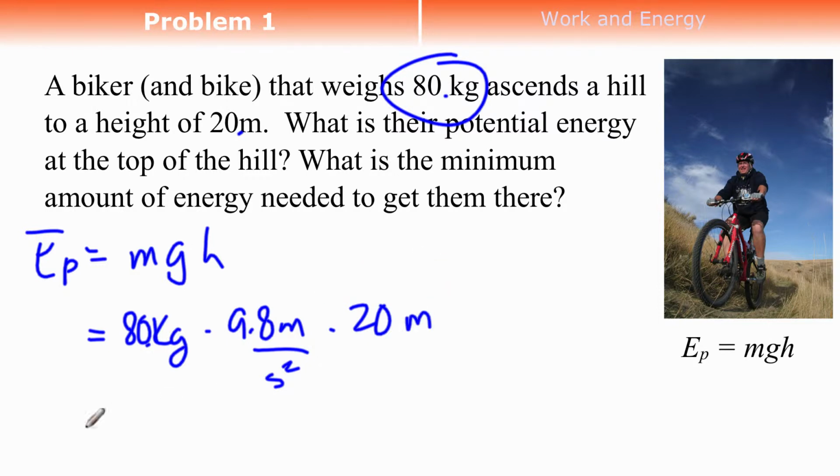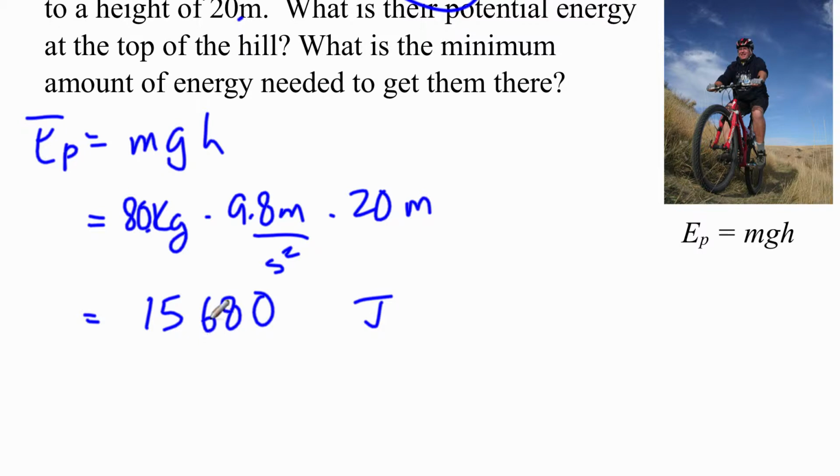Now I know that when I multiply these out, as long as I have the right units, my answer is going to be in joules. So 80 times 20, 1600 times 10, 16,000-ish. I've got to turn the calculator on. 80 times 9.8 times 20 equals 15,680. 15,680 joules of energy.